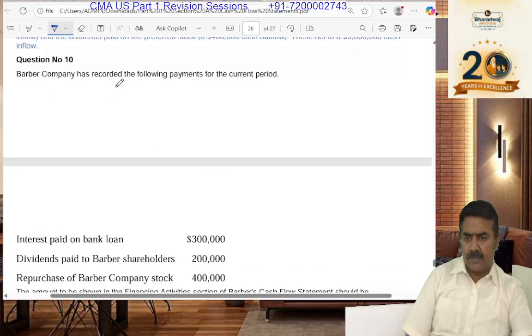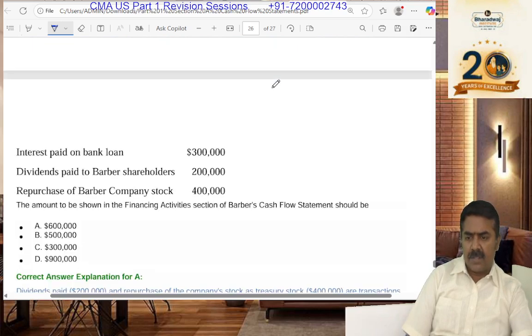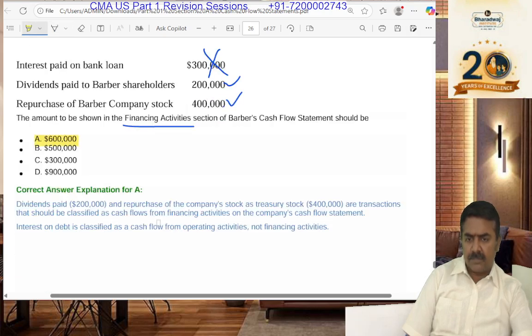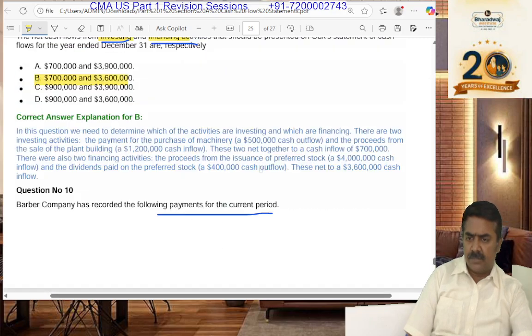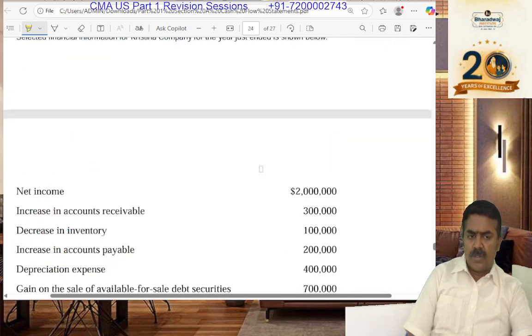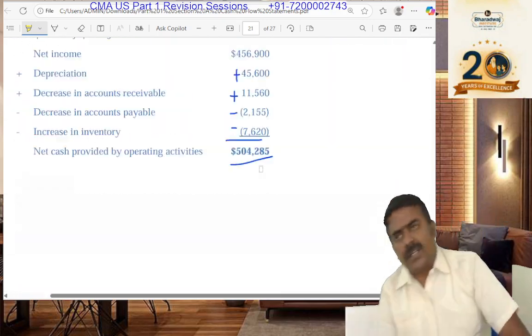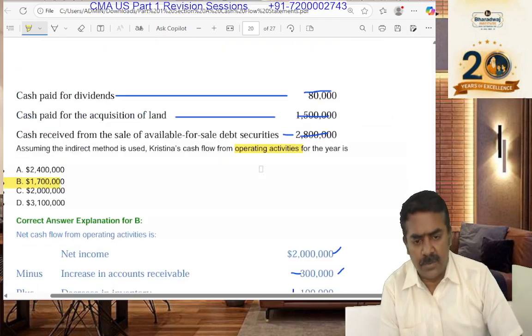Next. Payments, financing section. Where will this come? This is part of operating activity. So the answer is both are paid. 2 minus 2 minus 4, 6 lakhs. This is about which one? Cash flow statements. This is about which one? Cash flow statement.